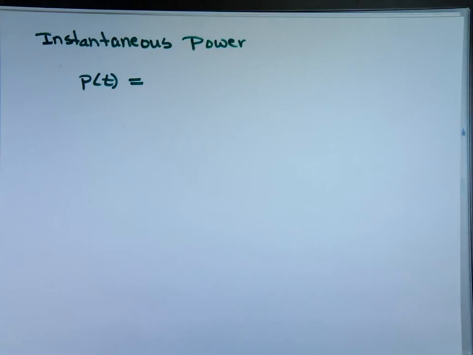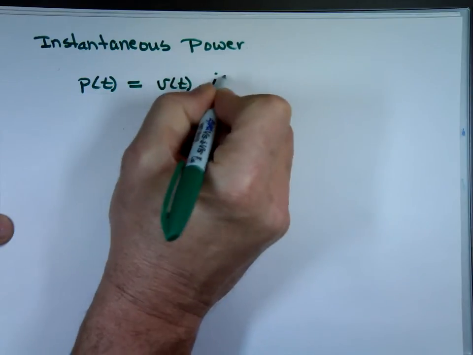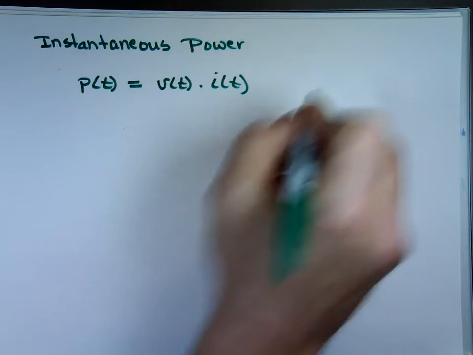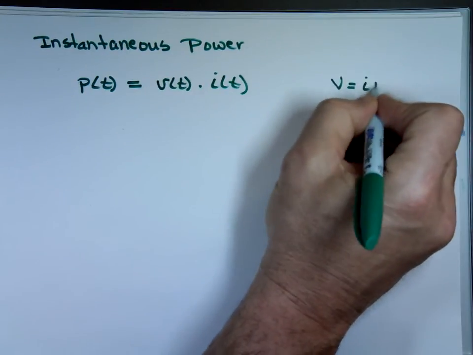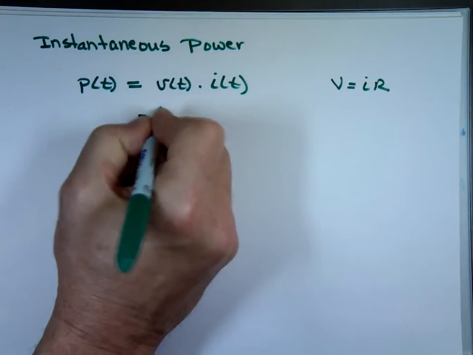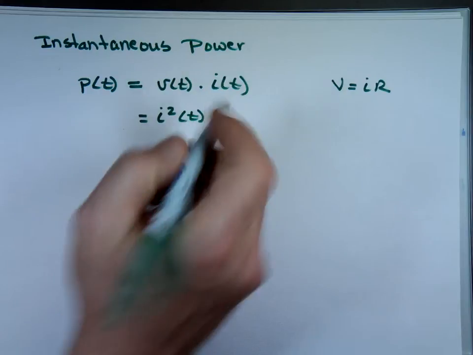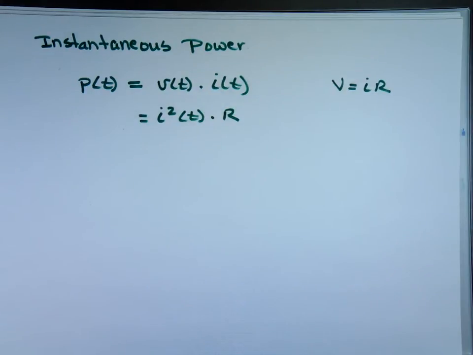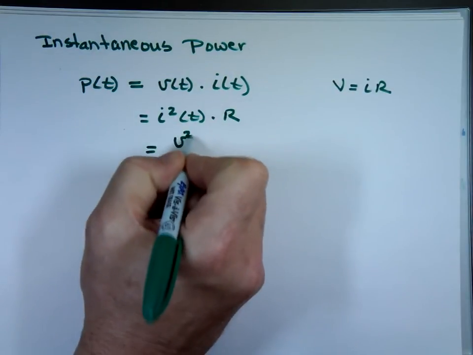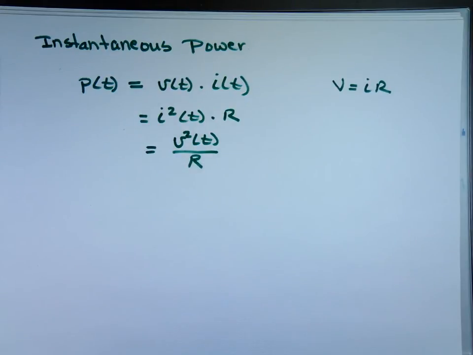Instantaneous power. Well, we know power is the voltage times the current. And if we use Ohm's law, we know V equals I times R. So we can write that as I squared. If you replace V with I times R, it'll be I times I, that's I squared times R. Or if I replace I with V over R, I'll end up with V squared over R. We can use either one.